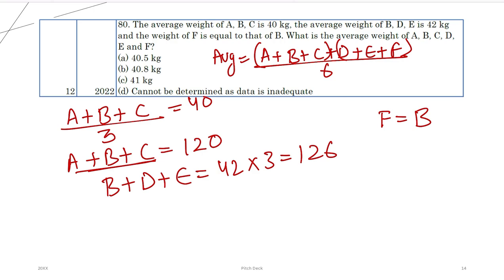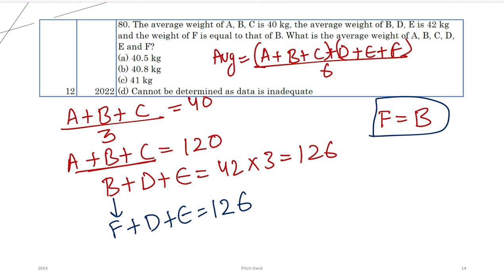So what are we going to do? Is B not equal to F? So can we replace this B by F? So this will be F plus D plus E is equal to 126. I hope this is clear. So A plus B plus C, we know that is how much? 120. D plus E plus F, we know that is 126.